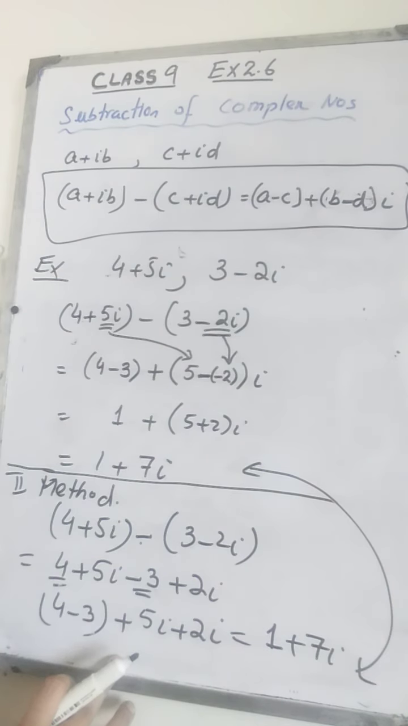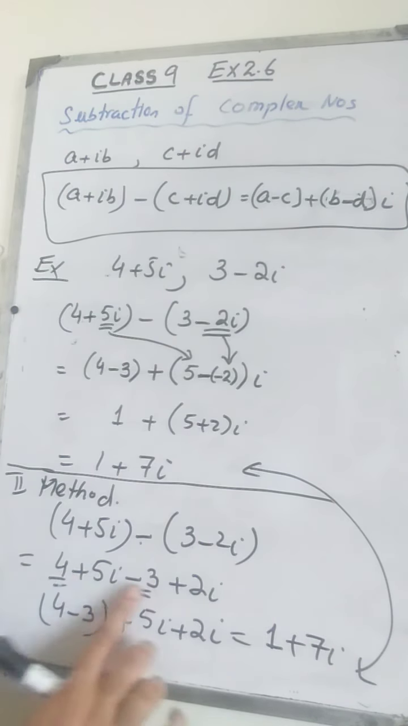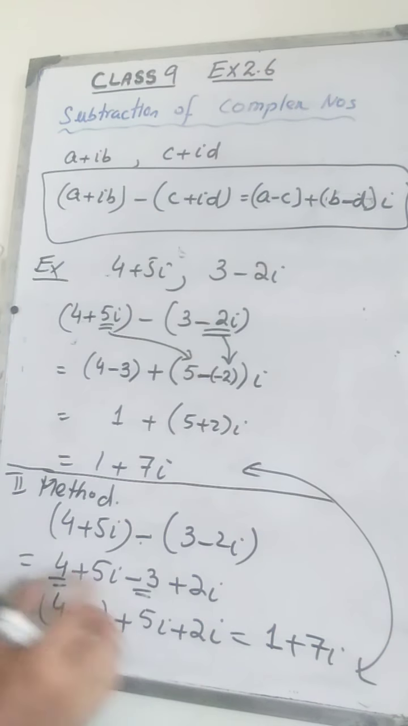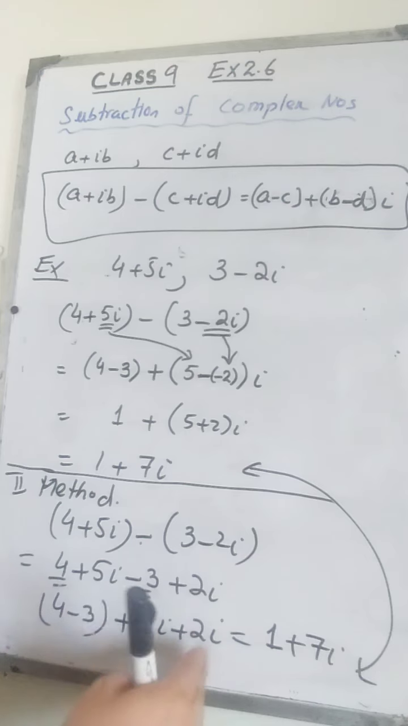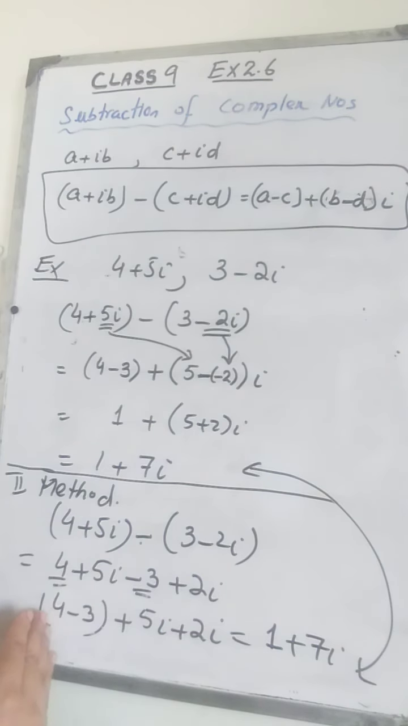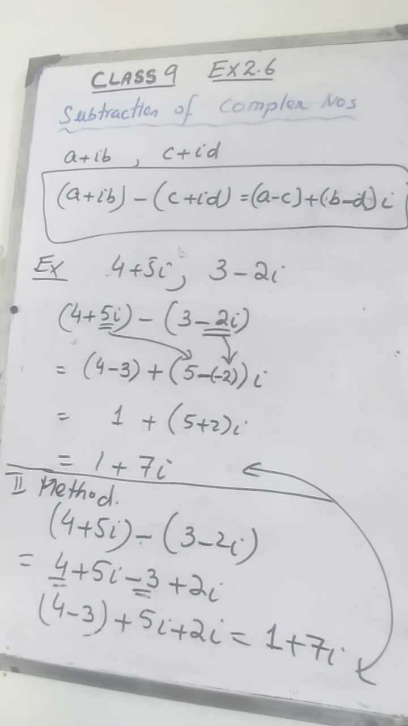So this is the second method. Whatever method is easy for you, just do it. This is a direct method. You just open the bracket and then combine the real parts together. You write them in a single bracket, and you write the imaginary parts separately, the real parts separately, do the addition of real parts separately, and then you add the imaginary parts. This is also a second technique of doing this question. Whatever is easy for you, you can attempt any one of these two.